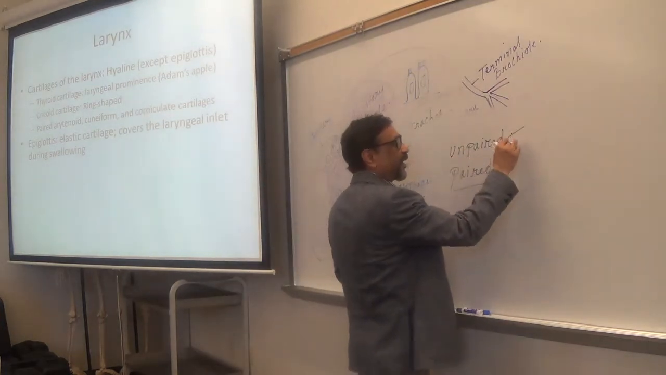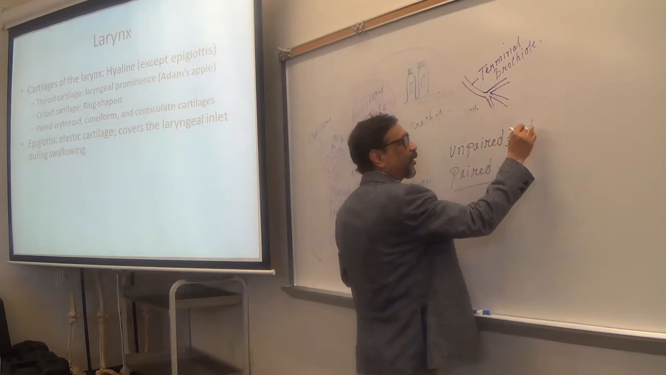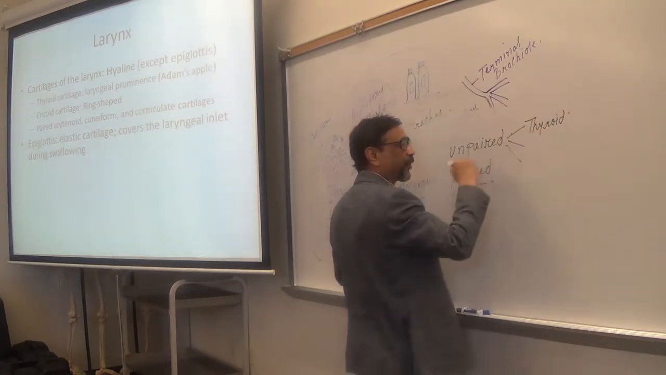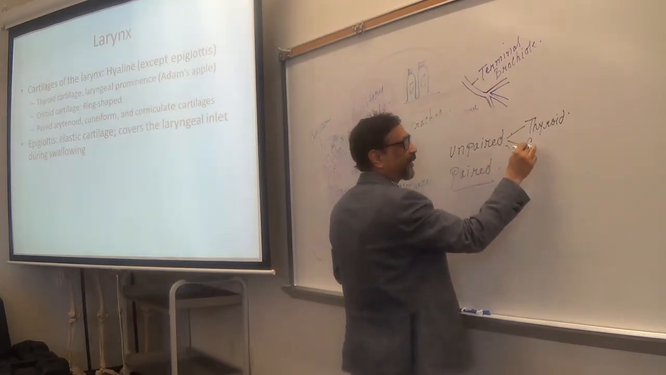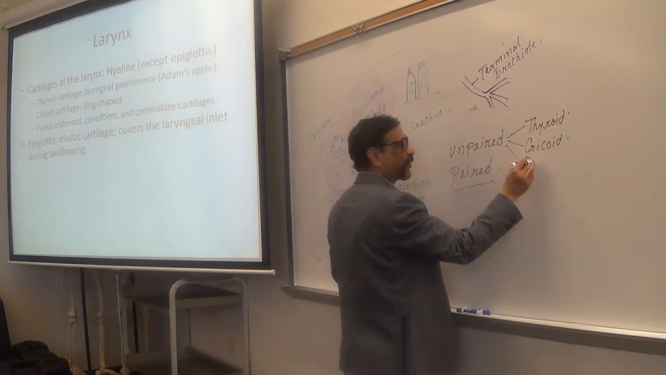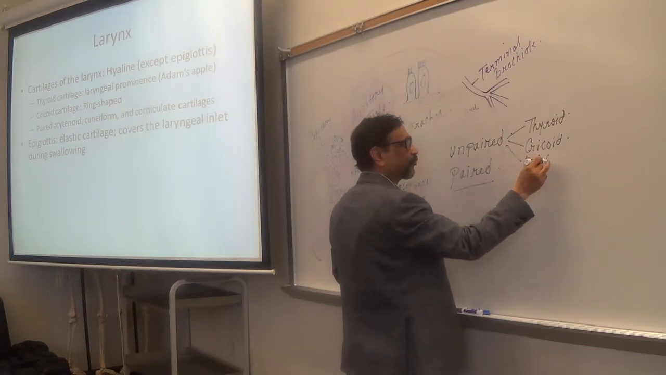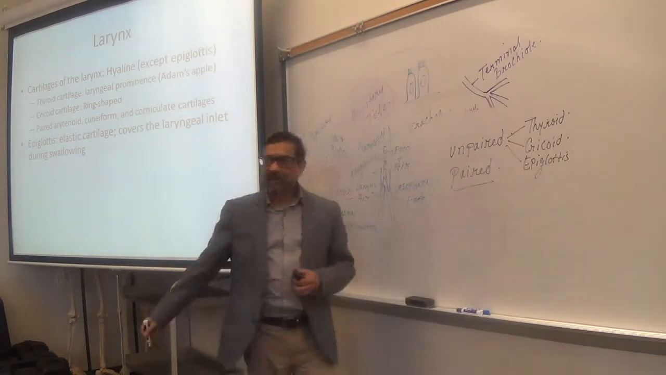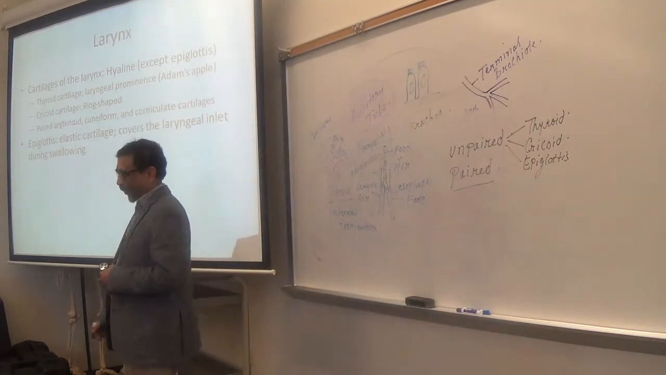Unpaired cartilages are thyroid cartilage, cricoid cartilage, and epiglottis. So those three are single, unpaired.